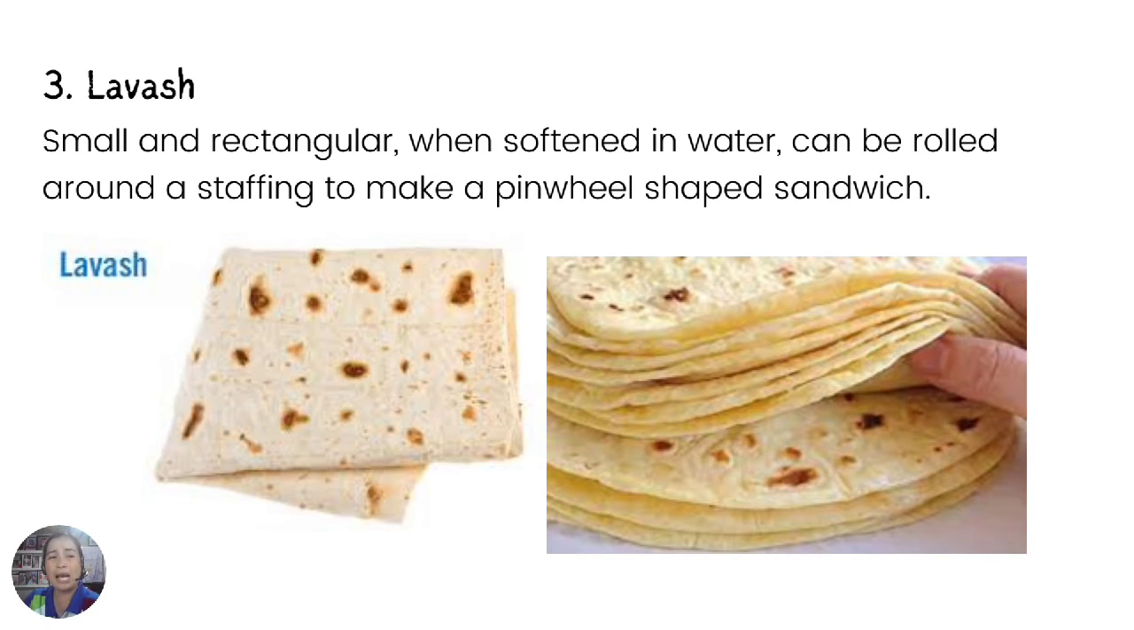Alright? Then we do have lavash. A lavash is small and rectangular. When softened in water, it can be rolled around as stuffing to make pinwheel-shaped sandwich. So, a lavash, ito yung bread na ginagamit in making pinwheel sandwich. Kasi madali siyang i-roll, no? Especially when softened in water. So, again, para siyang lumpia wrapper.